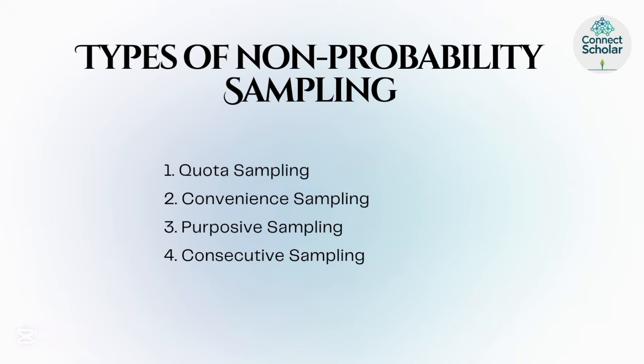Now let's understand the types of non-probability sampling. The first one in this type of sampling technique is quota sampling. The second one is convenience sampling. The third is purposive sampling. And last one is consecutive sampling.